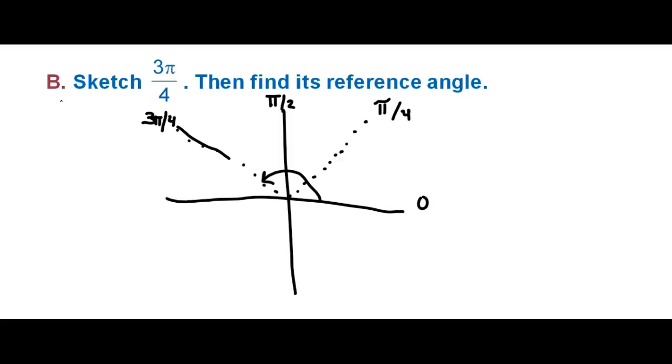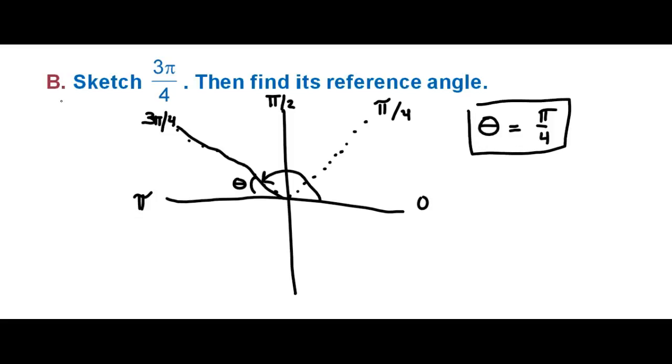So let me draw that out. So this would be a sketch of 3 pi over 4 radians. And now finding its reference angle, the acute angle that would be between the x-axis and my terminal line here that represents 3 pi over 4 would be this angle right here, theta. And since it would take one more pi over 4 to get to pi, I would say my theta is pi over 4. Again, that's this reference angle here.